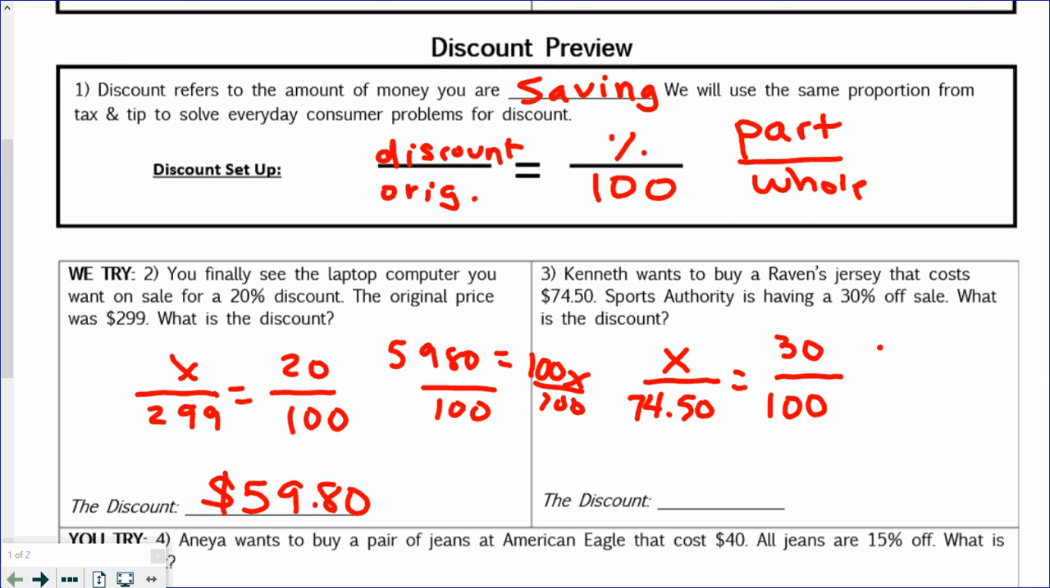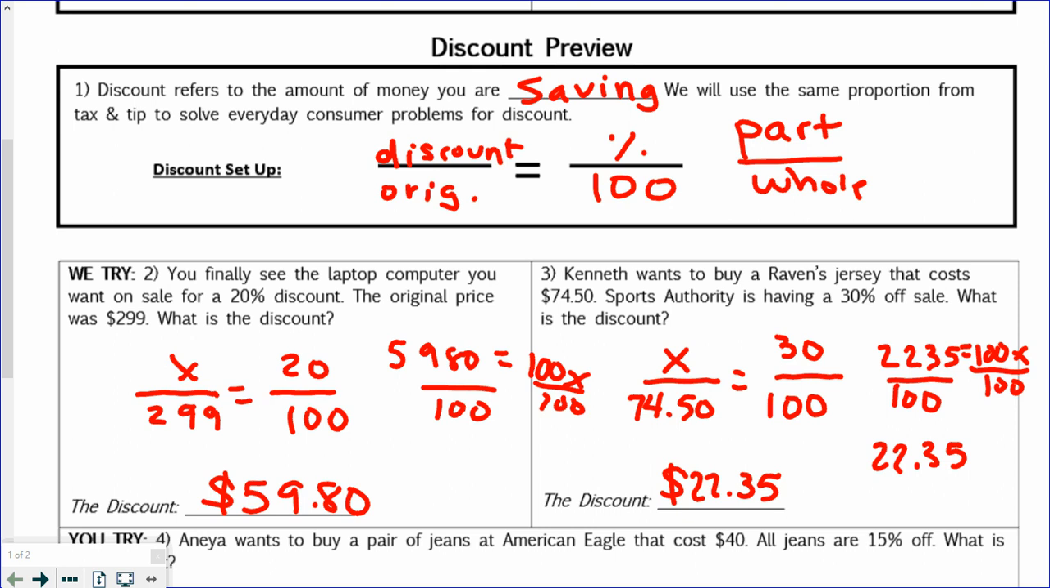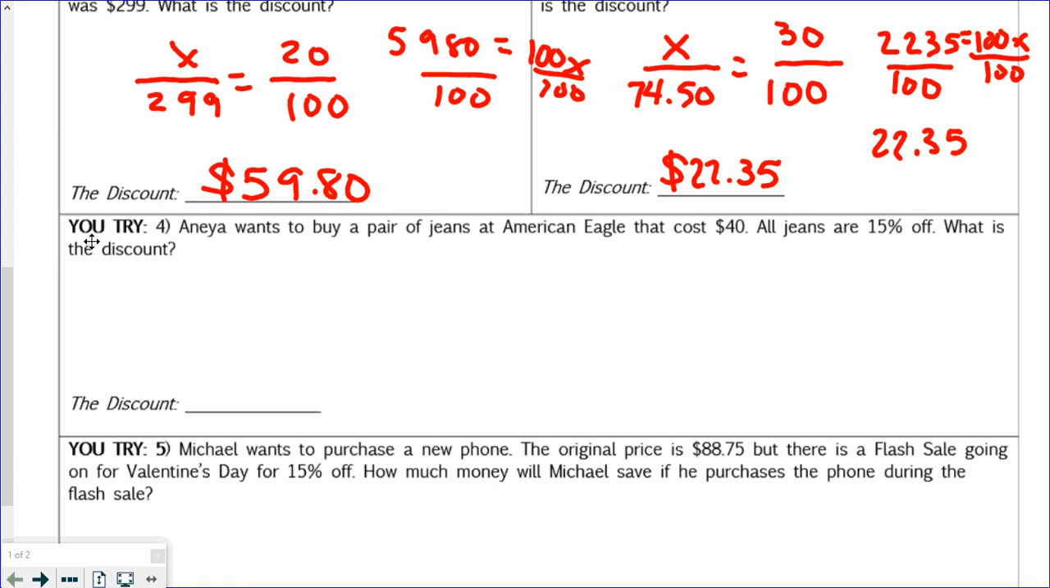74.50 times 30 is 2,235. And that's all going to equal 100x. We would then divide by 100 on both sides and get $22.35. That's my discount. Again, that's how much money I'm saving, not how much money I'm spending. How much money I am saving. Okay, go ahead and do 4 and 5, and then raise your hand when you are done to get them checked. So you'll need to pause the video now and attempt 4 and 5, then get them checked.